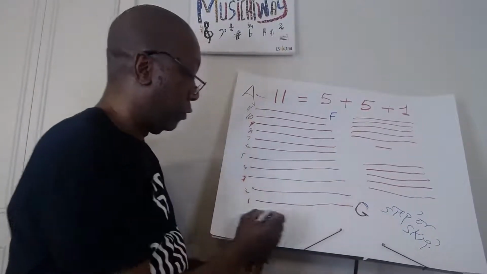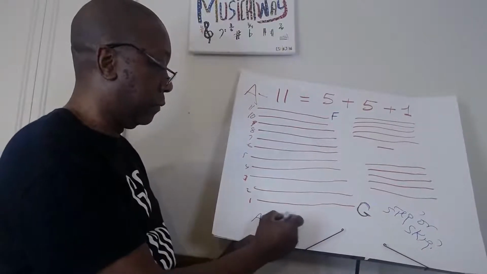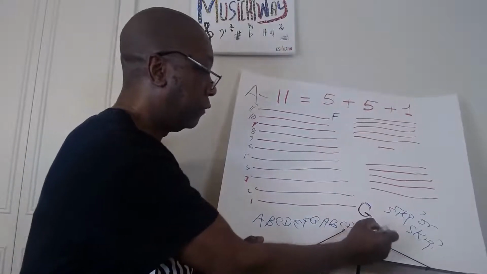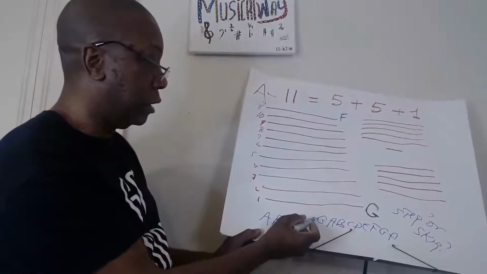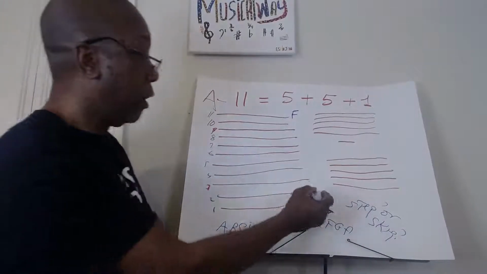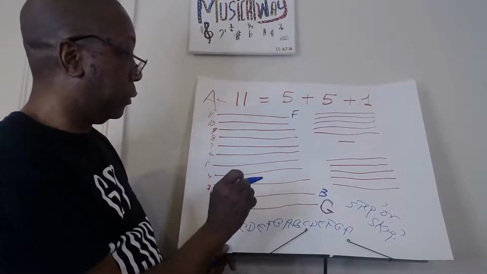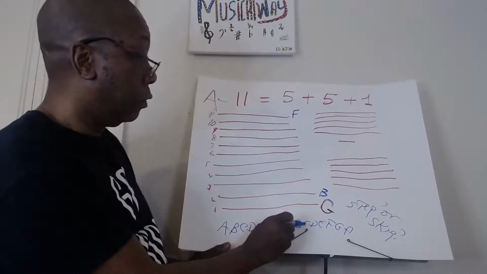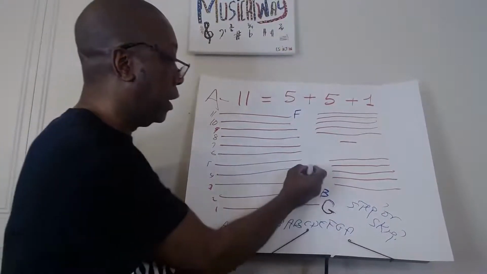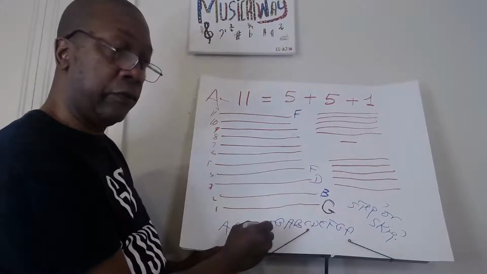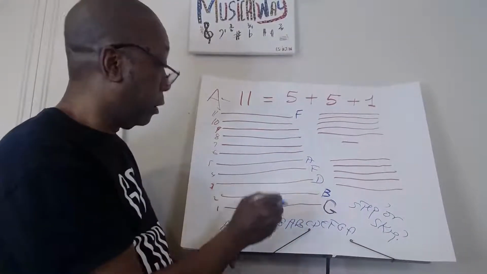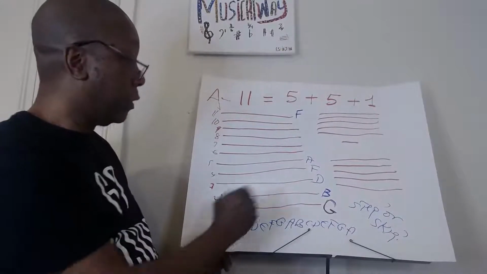So I will use my alphabet letters: D, E, F, G, A, B, C, D, E, F, G, A. Okay, so I have G. If I skip, G, A, I skip the A, I have B. I skip the C, I have D. I skip the E, that will be F. Then G, after G comes A. Remember, there's no H. From A, I skip the B, and that will be C.